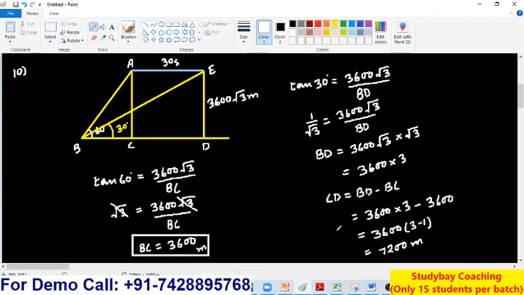Right? Now, in order to travel the CD, the plane took 30 seconds. That means in order to travel 7200 meters, the plane took 30 seconds. So the velocity, as you know very well, is equal to distance upon time. So this is 7200 upon 30, which gives 240 meter per second. So that's the required speed of the plane.